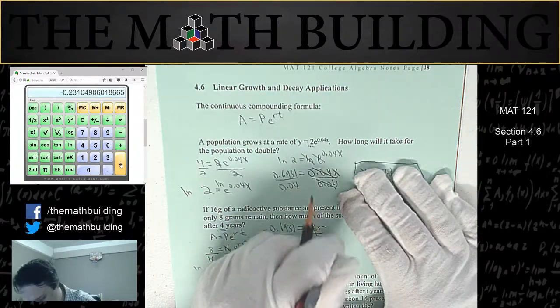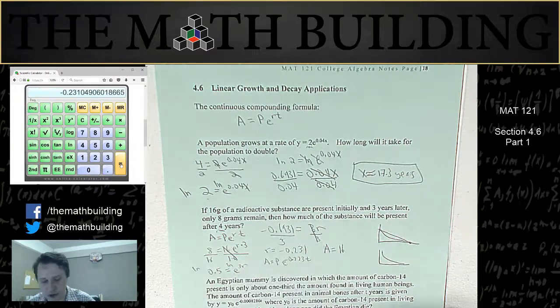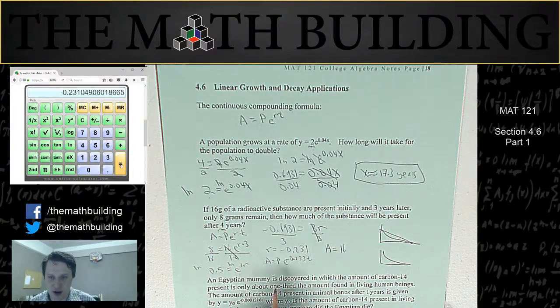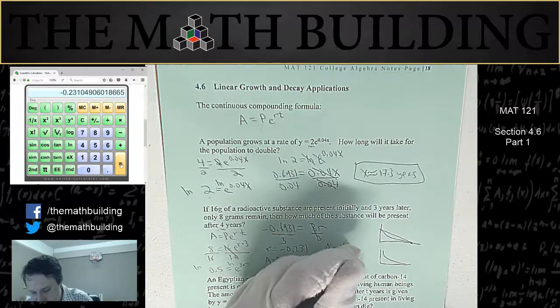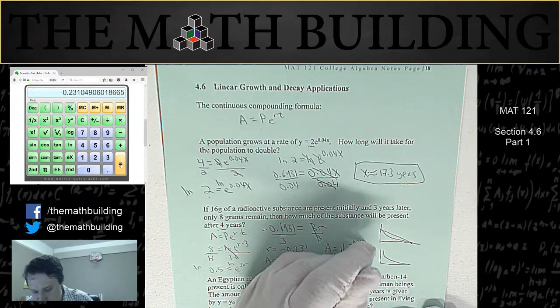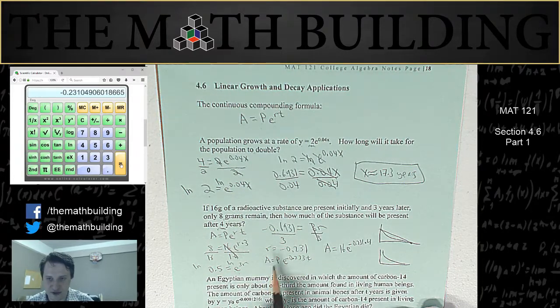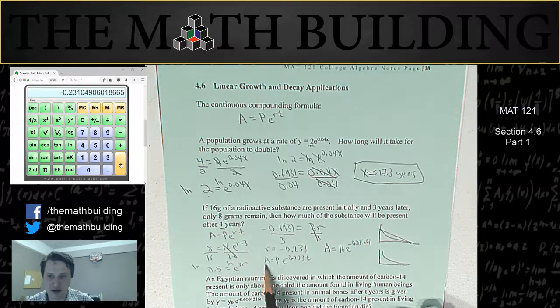Sorry, I put in my principal. We don't know how much we're left with. That's the unknown we're going to try to solve. And so our initial amount was 16, e to the negative 0.231 times 4. So we plug in a 4 here, a 16 here, and we want to find out how much we have left after 4 years.